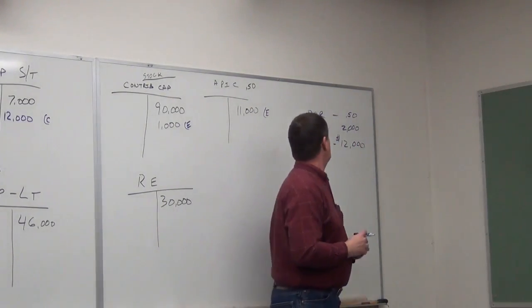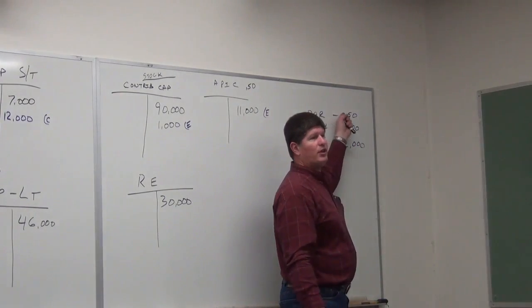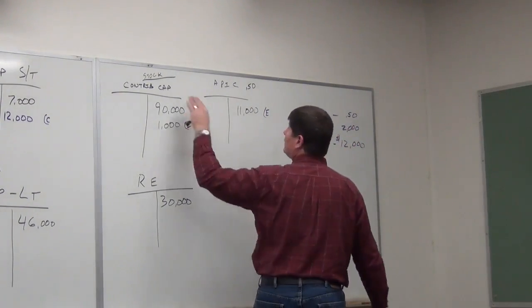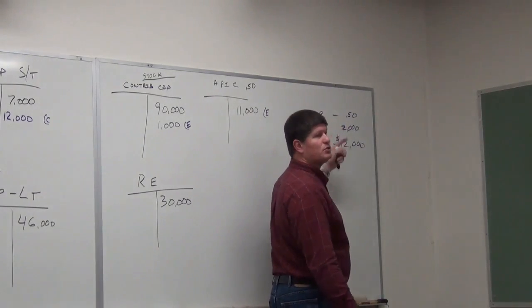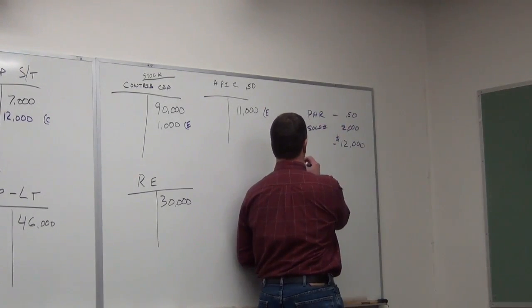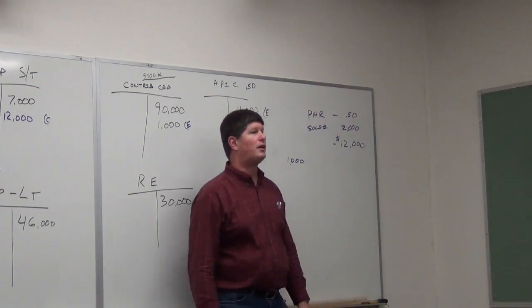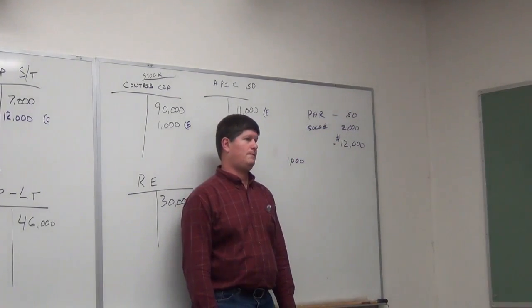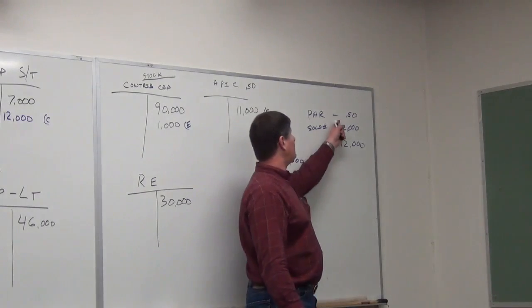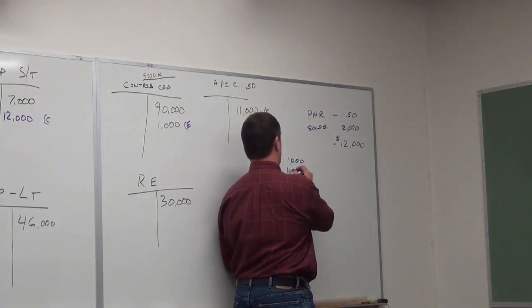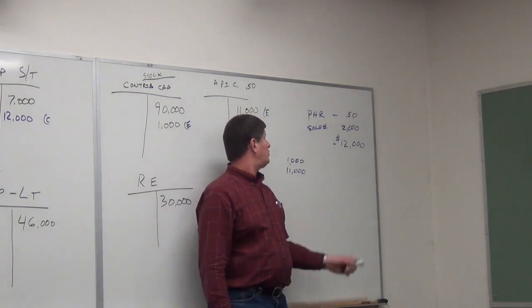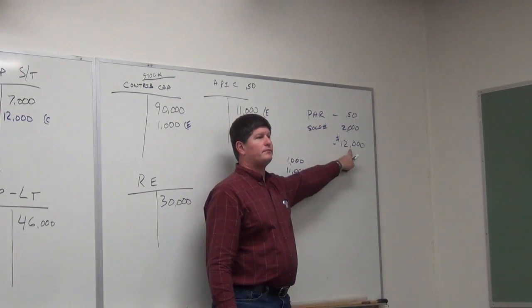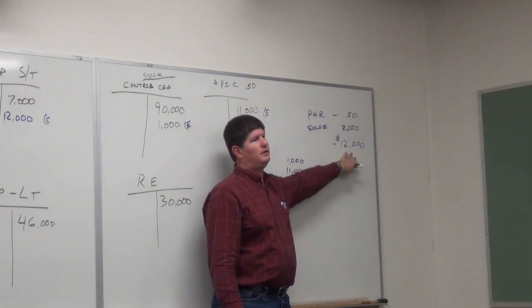Yeah. Okay. So we record the par value in the stock account, the capital stock account. 50 cents times 2,000 is $1,000. It goes to the common stock account. Good? So the rest of it, by definition, goes in the additional paid-in capital account, which is the 11,000, because they paid us 12, the people who bought the stock.